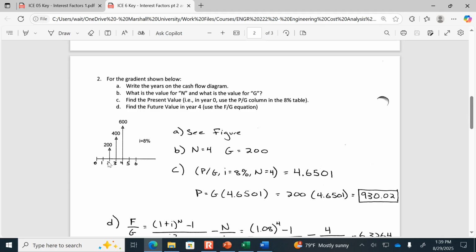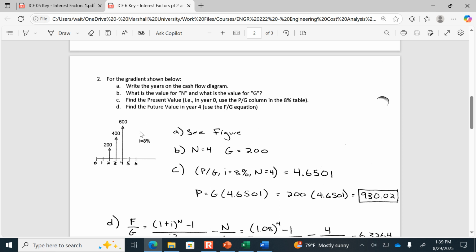So here, the time 0 from the perspective of the gradient coincides with actual time 0. There isn't a separate quasi time 0 like we'll get to next week, but the actual time 0 aligns with 2 periods prior to the first evidence of the gradient. Okay, so I wrote the years on the cash flow diagram.